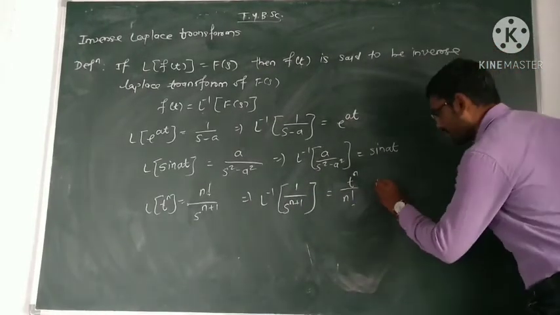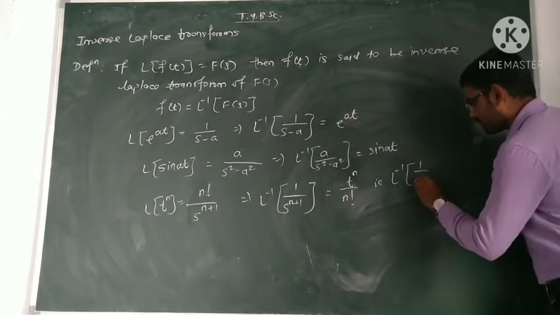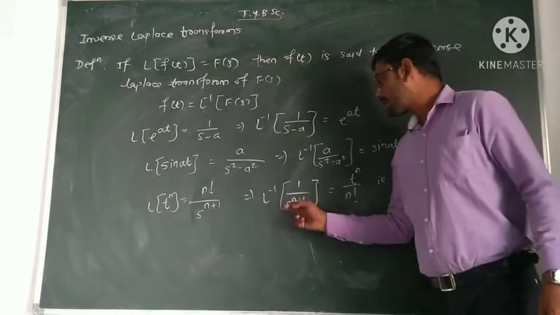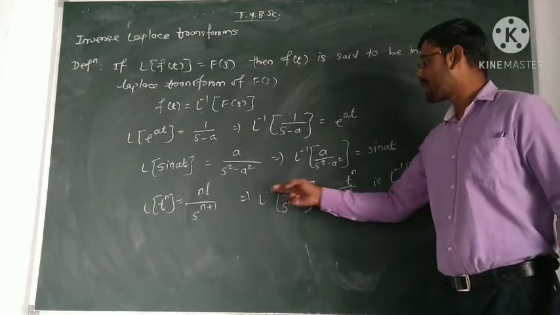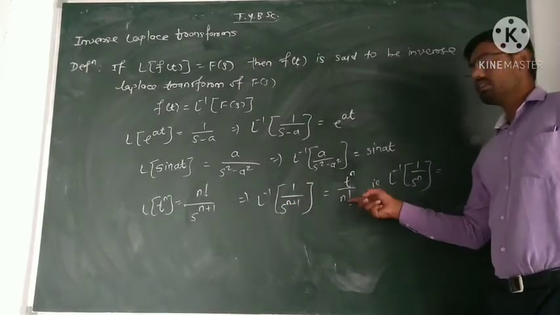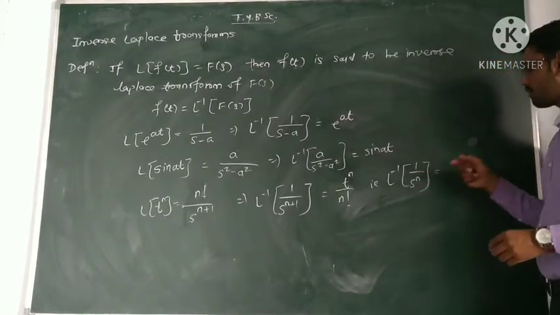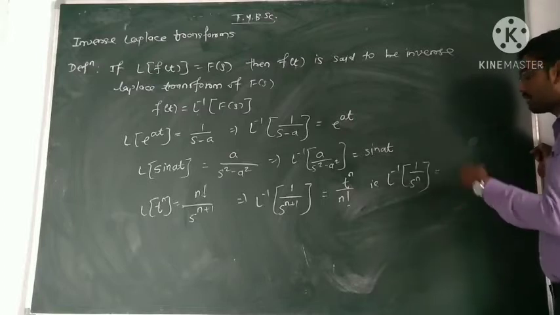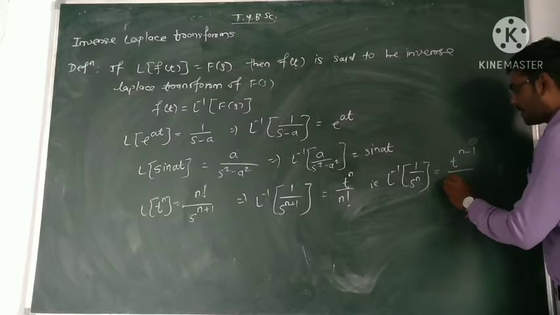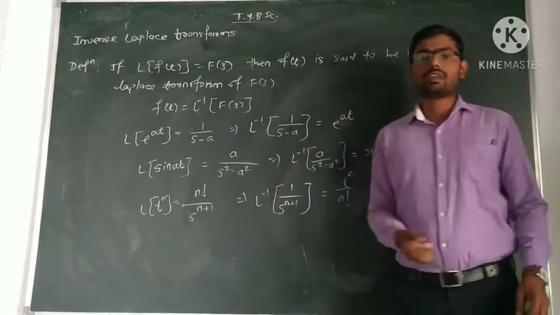That is, the inverse Laplace transform of 1 upon s raised to power n plus 1 is t raised to power n upon n factorial. Here n plus 1, here n, here n. Now here it is n, so the inverse Laplace transform of 1 upon s raised to power n will be equal to t raised to power n minus 1 upon n minus 1 factorial, like this. This is the concept of the inverse Laplace transform.